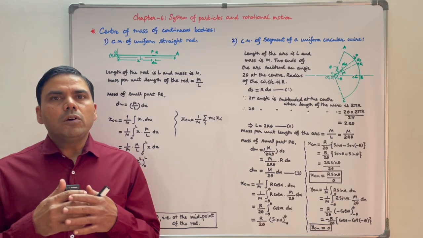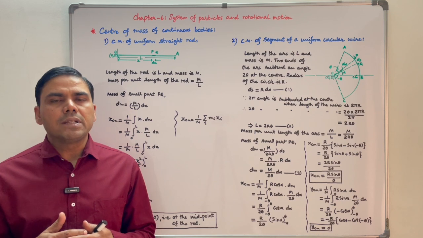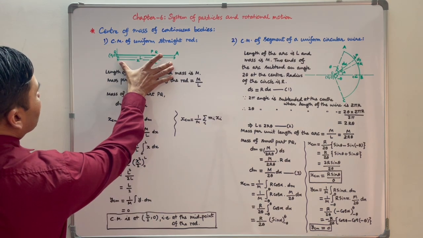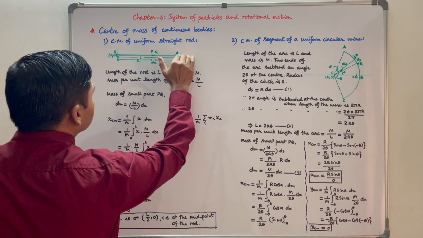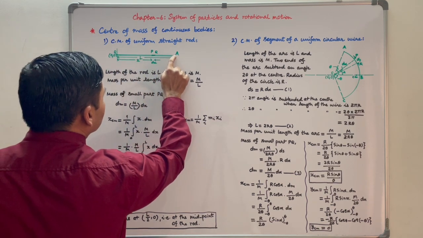Hello children, now let us understand how to calculate center of mass of continuous bodies. First one is uniform straight rod. Consider a rod of length L and mass m is kept in horizontal position. Mass is uniformly distributed over the length of the rod.